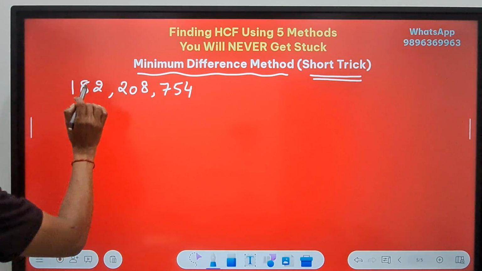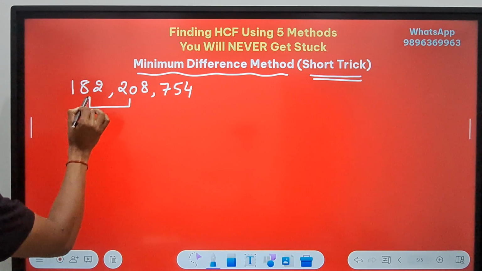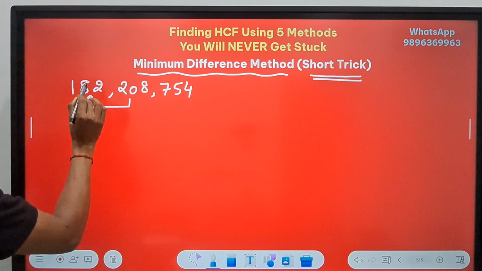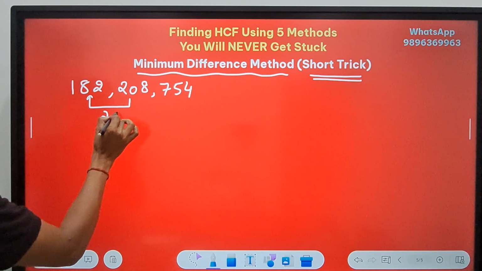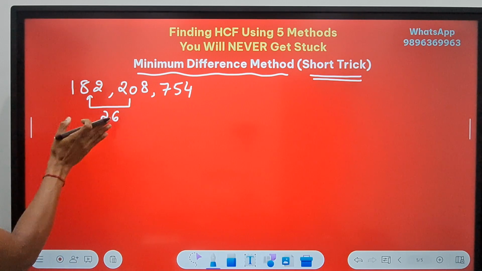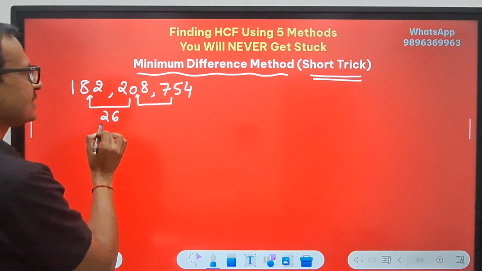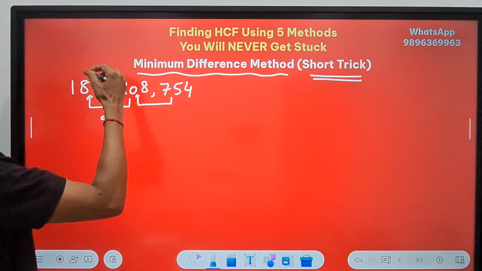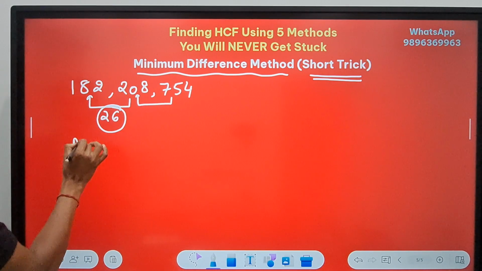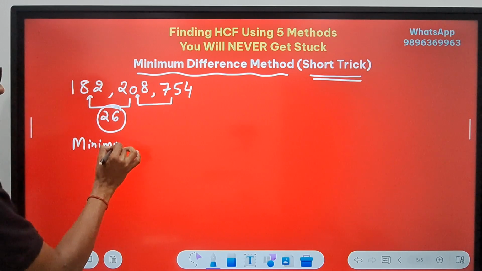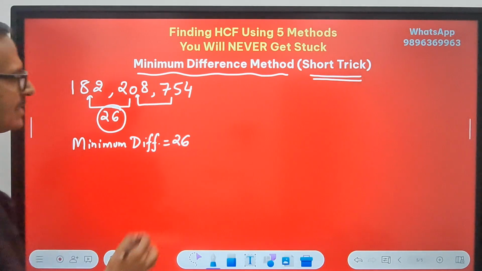See, 182 and 208. What is the difference between these two numbers? If you subtract 182 from 208, you are going to get 26. If I am not wrong, yes, 26. The difference between these two is much larger than 26. And obviously the difference between first and third will be even larger. So this is my intention. My intention is to get the minimum difference of the three numbers, that is 26.